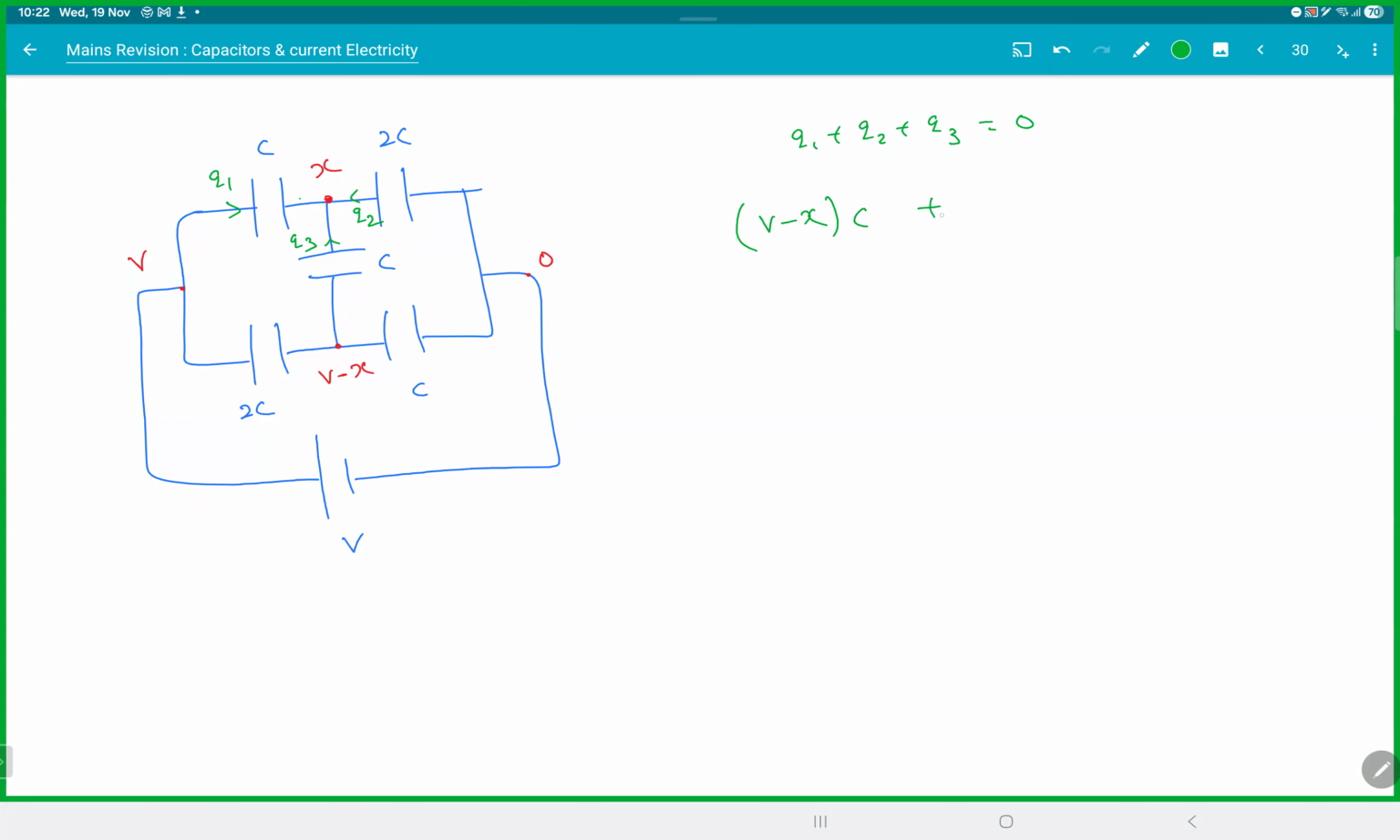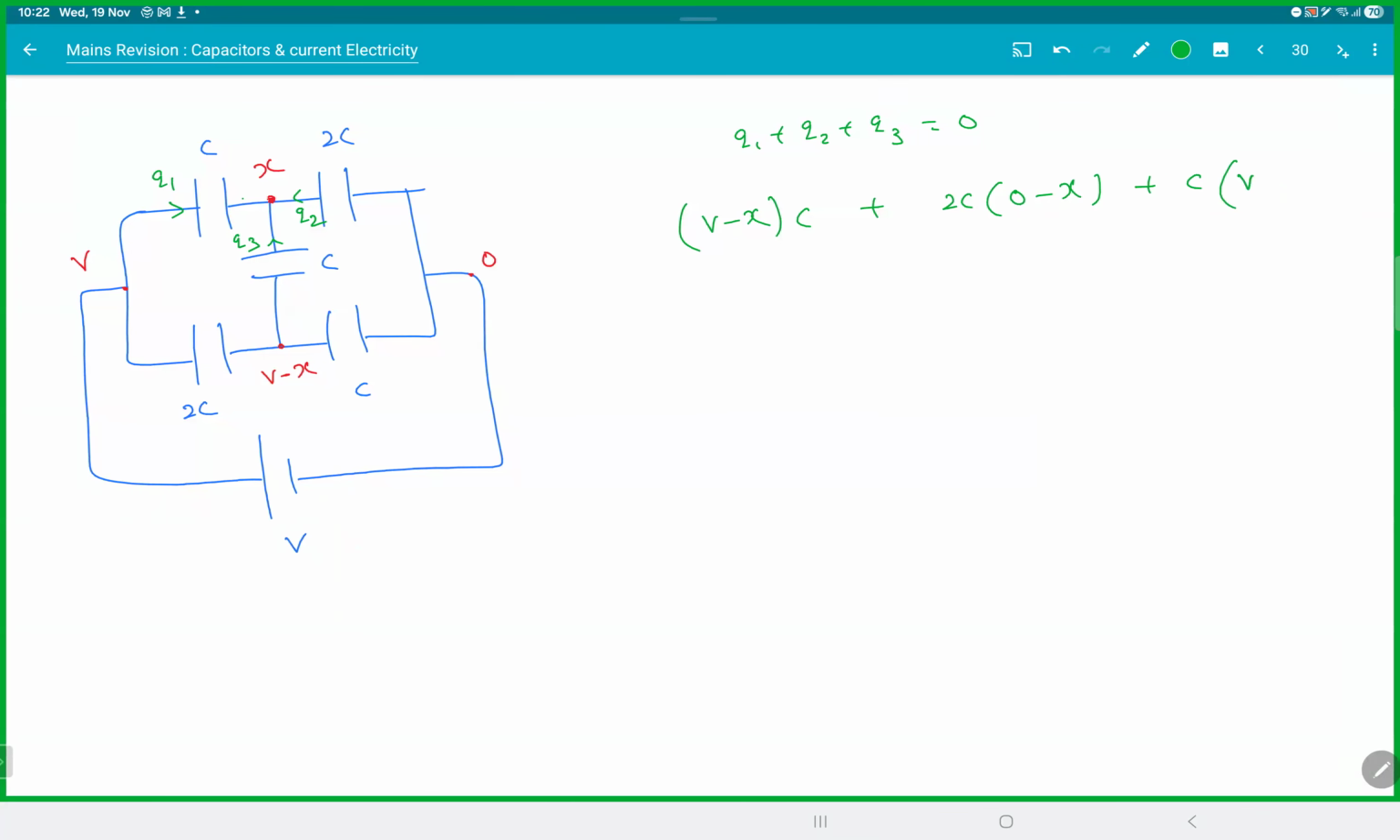Remember, charge is C into V. For Q2, the potential difference is 2C into 0 minus X. I'm assuming charge is coming from 0, plus C into V minus X is equal to 0. C goes off, we get V minus X minus 2X plus V minus 2X is equal to 0. We get 2V is equal to 5X. We get X is equal to 2V by 5.